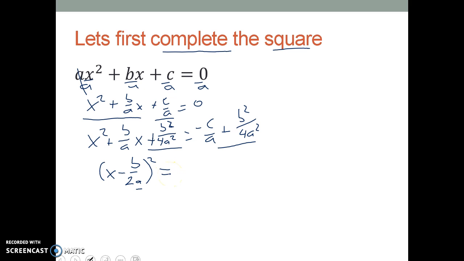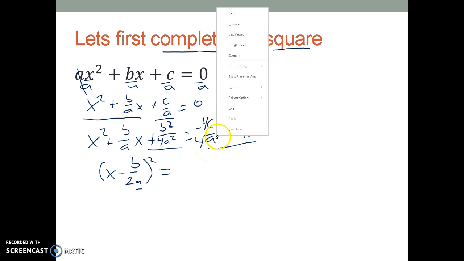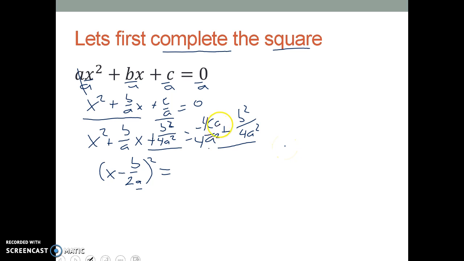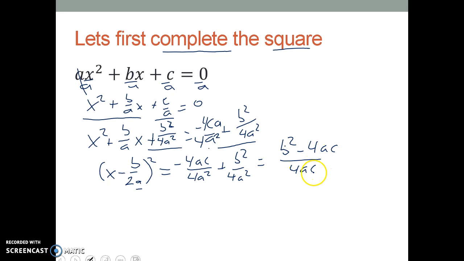And so I'm going to need to get a common denominator here. I'm going to multiply this by 4 and the top by 4. I'm going to need to make the a squared right here. So I'm going to multiply by a and make this a squared. But that also means I'm going to have to multiply the top by a. So that means this is going to be equal to negative 4, I could say ca, but I'm going to say ac, over 4a squared plus b squared over 4a squared. Well, that's the same thing as if I put the b squared first, b squared minus 4ac over 4a squared.